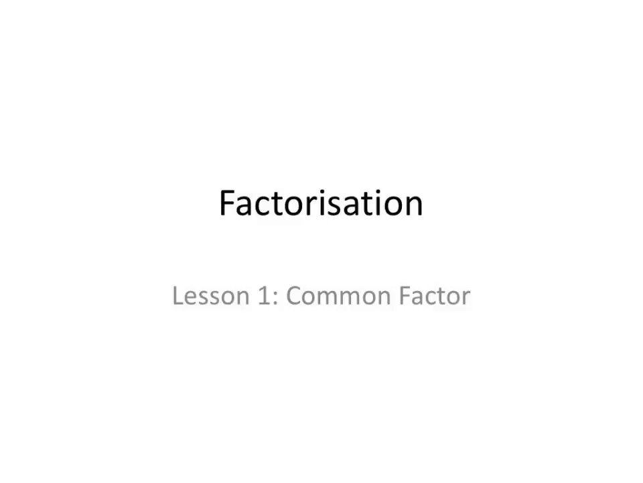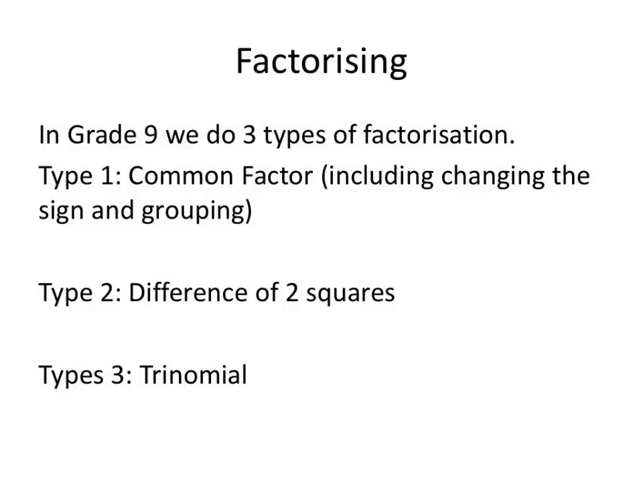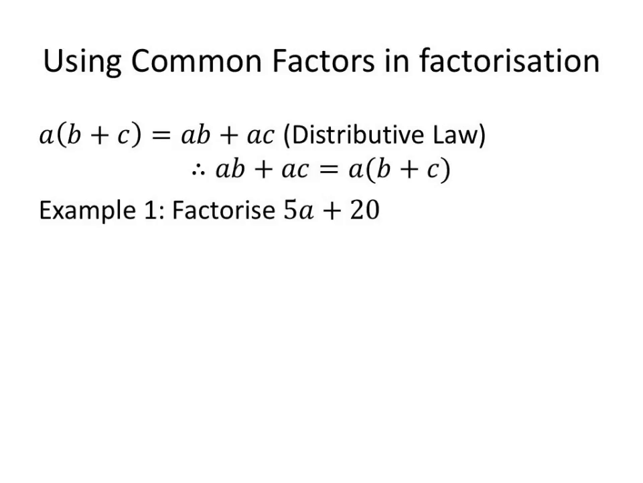Right, so we're going to look at factorization today, and we'll start with taking out a common factor. Just to show you, in grade 9 we do 3 types of factorizing. One is taking out a common factor, which we'll be doing now, and this includes changing the sign and grouping. The next one will be on the difference of two squares, and then the trinomial is the last one we'll do. So let's start with finding a common factor.